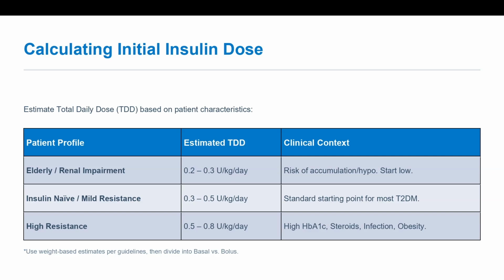For an insulin-naive patient with mild resistance, the total daily dose of insulin required is around 0.3 to 0.5 units per kg per day. For elderly and renal impaired patients, it is 0.2 to 0.3 units per kg per day. And for high resistance patients, you can go up to 0.5 to 0.8 units per kg per day. High resistance is usually contextualized by the presence of high HbA1c, usually more than 9, steroids, infections, and obese patients.